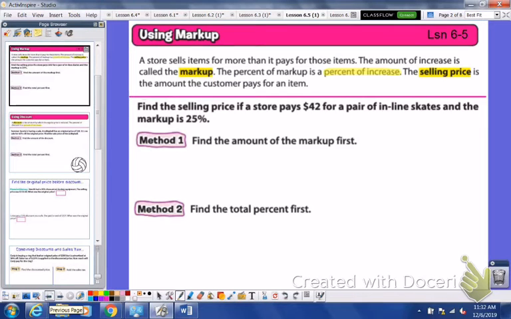So in lesson 6.5, we're going to be talking about markups and discounts. So again, something that you're going to be using in real life. We're going to start with the markup.